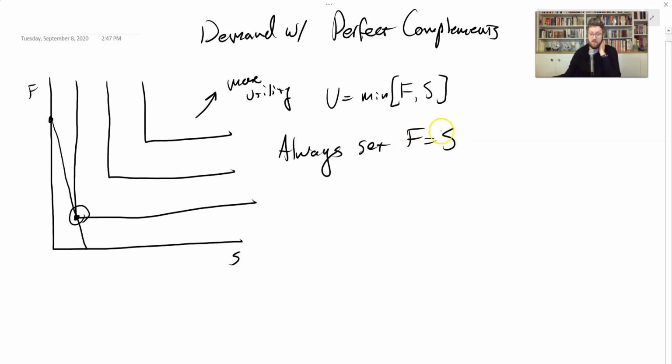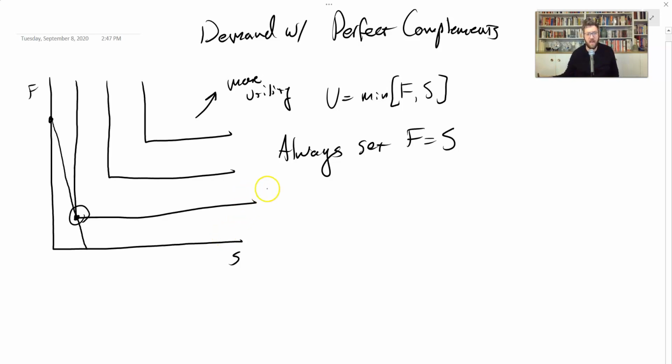Because if F is not equal to S, then whichever one is smaller is the only one that counts. So if F was greater than S, then only S would determine utility because it's the minimum one that matters. And so any money that you spend on F would be better spent. You'd be better off taking some of it away and putting it on S until they're equal again, because that would raise the minimum of the two.